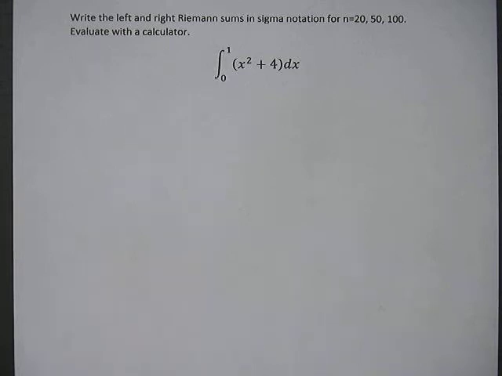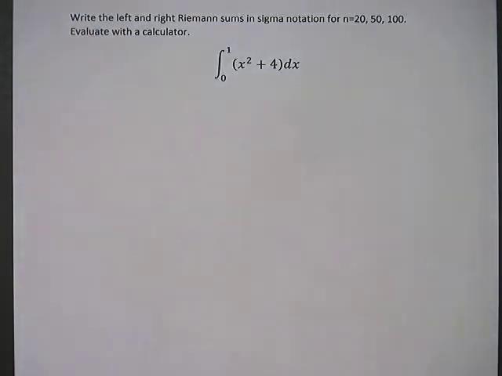Write the left and right Riemann sums in sigma notation for n equals 20, 50, and 100. Evaluate with a calculator. Okay, so we have the integral from 0 to 1 of x squared plus 4 dx, and we're asked to write the left and right Riemann sums. Now those are a lot of subintervals, so I'm going to show you how to do this in the calculator. But first we need to come up with the formula for this.